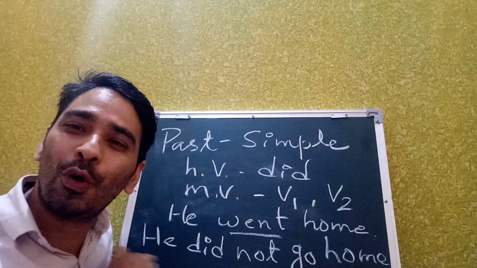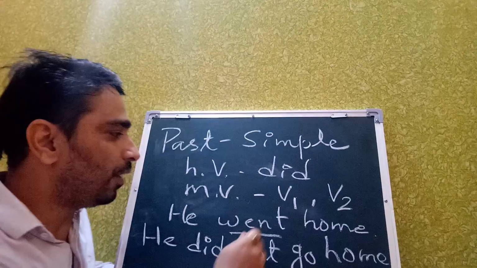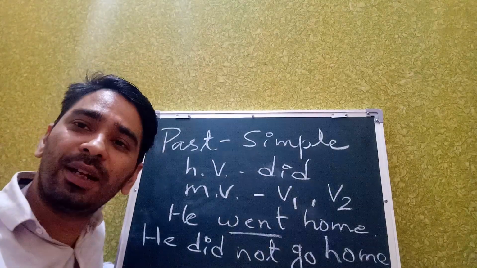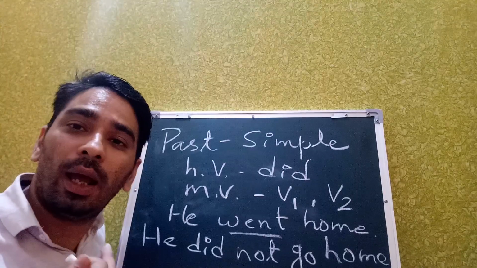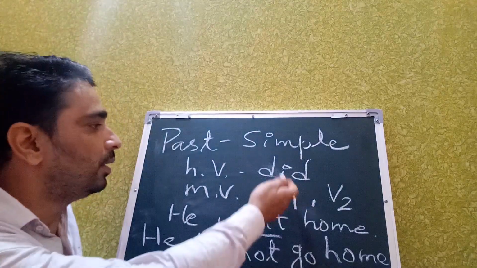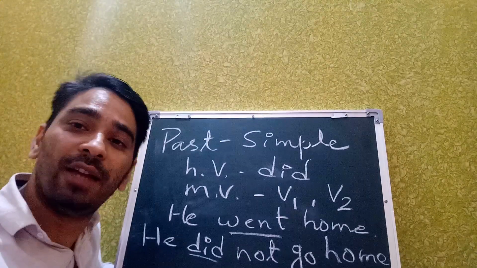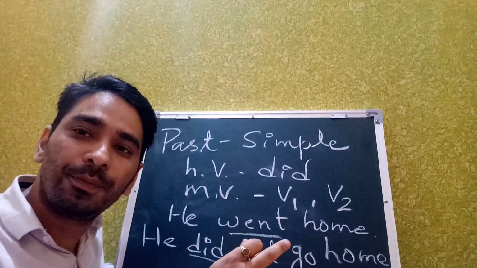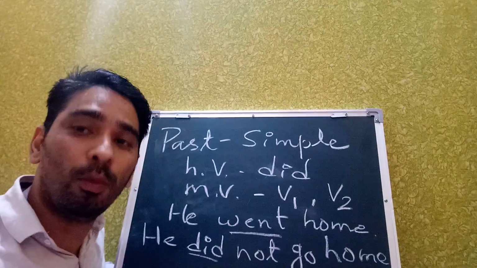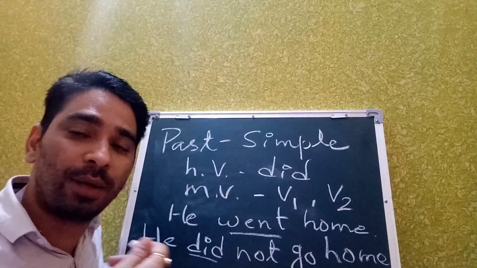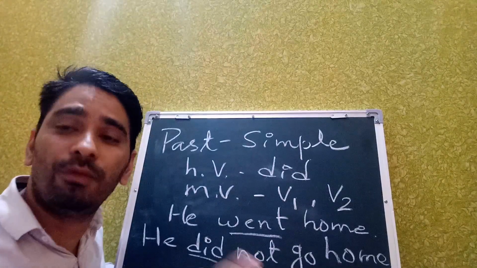he did not go home. Now we are using go, V1 or the first form of the word, as I said. In a negative statement we use not, and with did, the helping verb. I did not go. I went to my college. All my friends went home, but I did not go home. Or I came back home, but my friend, he did not go home. Now we are saying go, not went.